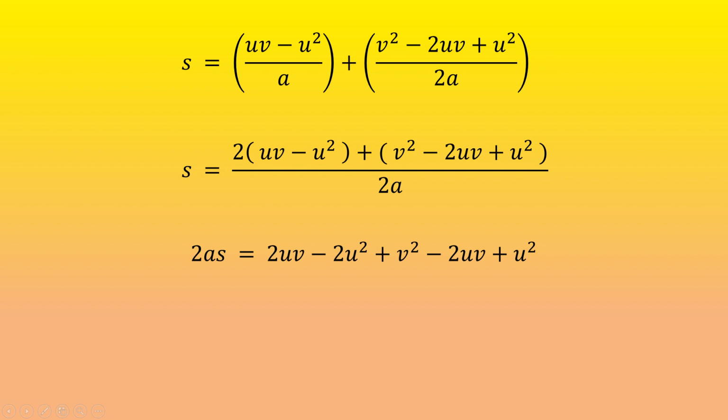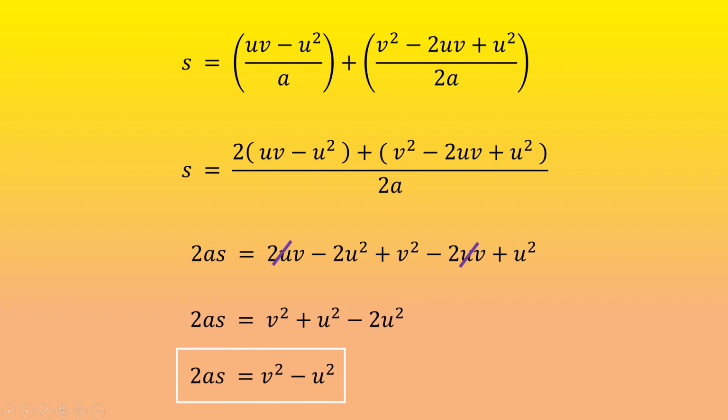Here you can see there is plus 2uv and minus 2uv. We can cancel them out, right? And I'll just write all the remaining terms. So I'll get 2as is equal to v square plus u square minus 2u square. So u square minus 2u square will be minus u square, right? So 2as is equal to v square minus u square, which is our third equation of motion. And we are done with the first method.